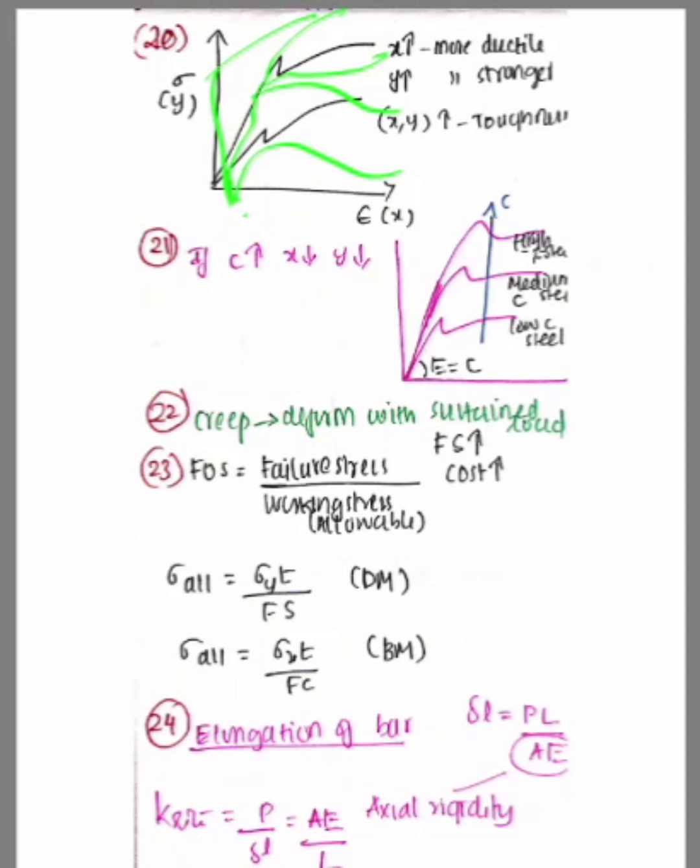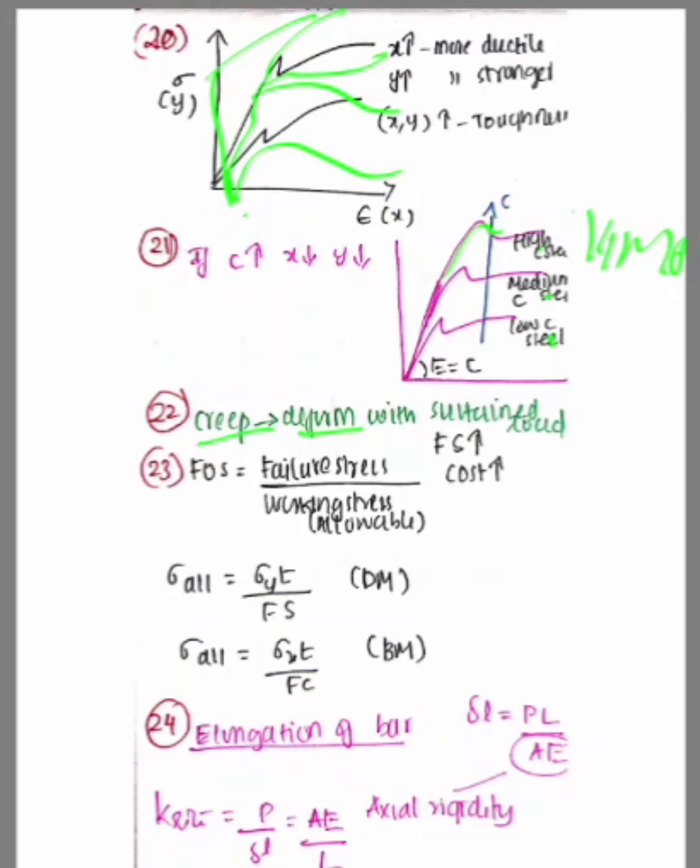When carbon content increases, the X component decreases, and the Y component increases. So here it is high carbon steel. This graph is very important. So here are high carbon steel, medium carbon steel, and low carbon steel. I already told you what creep is: it is deformation under a sustained or prolonged load for a long time. And factor of safety is nothing but failure stress divided by working stress. And that's all.